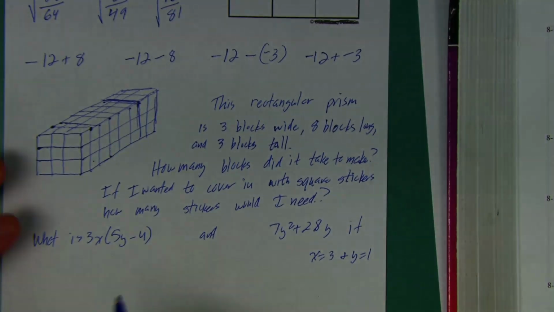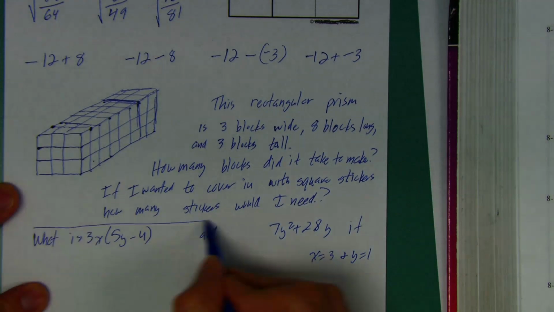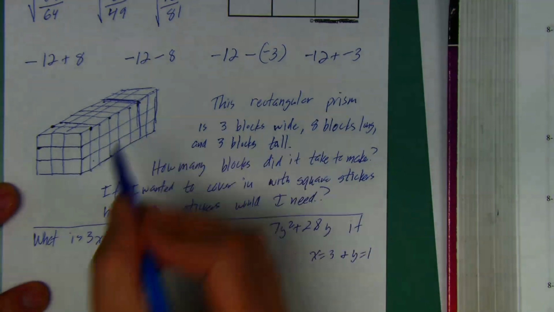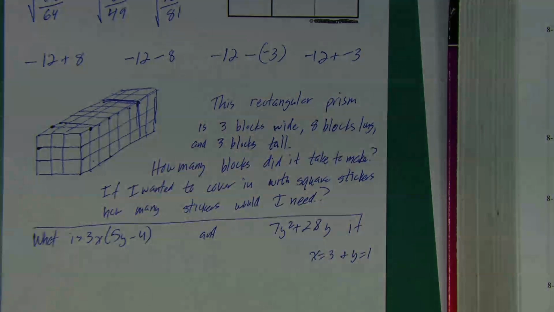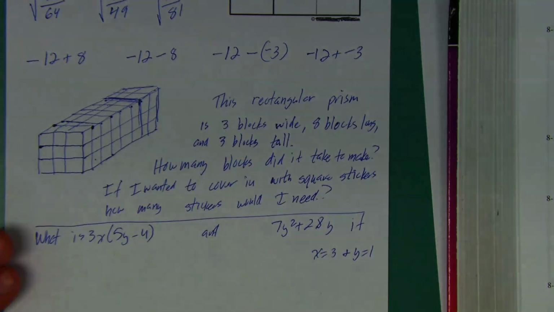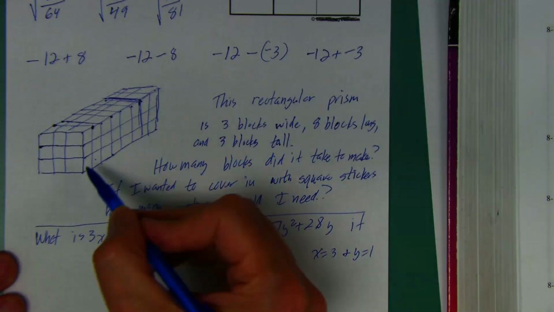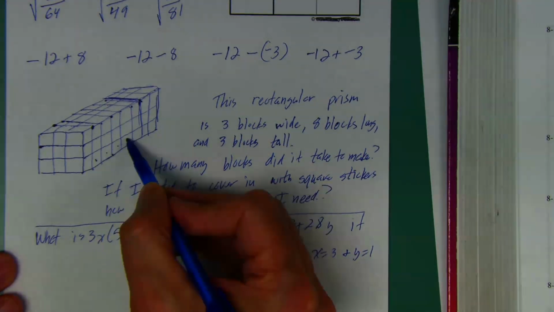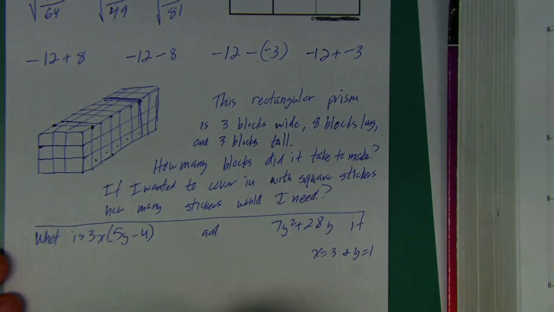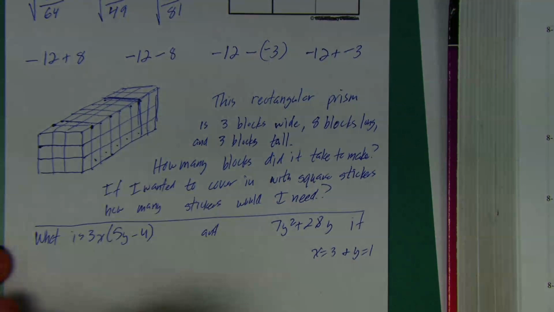All right, that big word problem, it says that there's a rectangular prism. Isn't that a pretty picture? Okay, and it's 3 blocks wide. 1, 2, 3. It's 8 blocks long. 1, 2, 3, 4, 5, 6, 7, 8. And it's 3 blocks tall. And the first question is, how many blocks did it take to build that? Okay, that's what's known as volume in geometry.